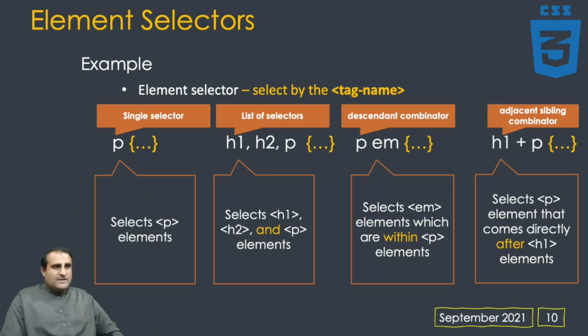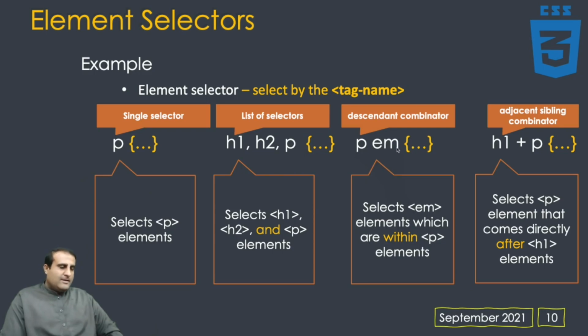And then we have the descendant combinator. Here we can apply the style based on the position or the location of a particular element inside the page. For example, we have p em. What it means is that the style will be applied to all the em elements which are within the p element. Here p and em are separated with a space, and space means within. We can read it backwards: we want to apply the style to em elements which are within p elements.